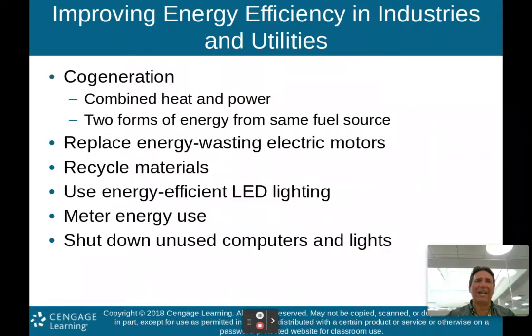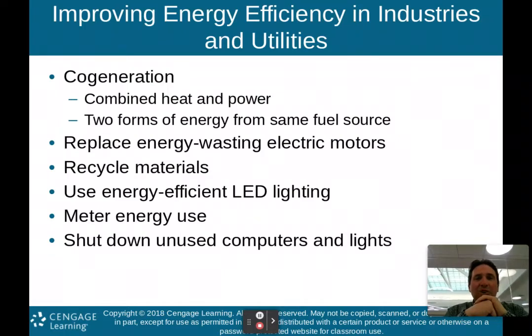So again, some other ideas on how we can improve energy efficiency in industries and utilities. First is by something called cogeneration. What is cogeneration? Well, that's when you combine heat and power together. Basically, two forms of energy come from the same fuel source, right? Co meaning two, generation. We're creating two forms of energy from one source, and that can obviously improve the energy efficiency of your industries and your utilities.